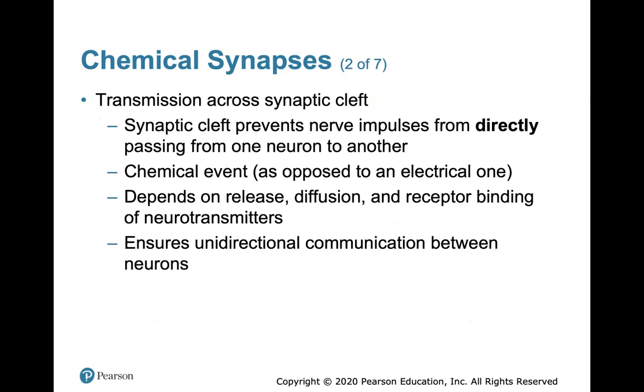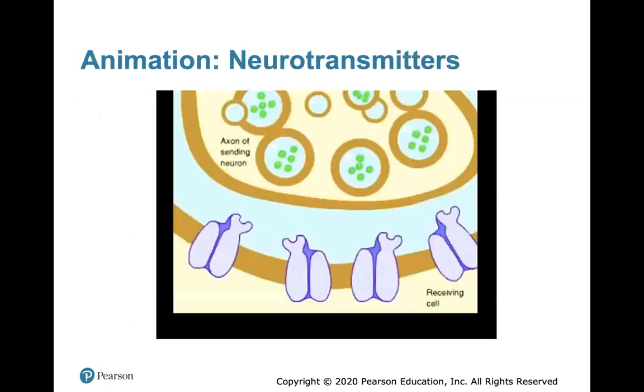The transmission across the synaptic cleft prevents impulses from directly passing from one neuron to another. It's a chemical event. And again, it depends on the release, diffusion, and receptor binding of the neurotransmitter, and it ensures unidirectional communication between the neurons.